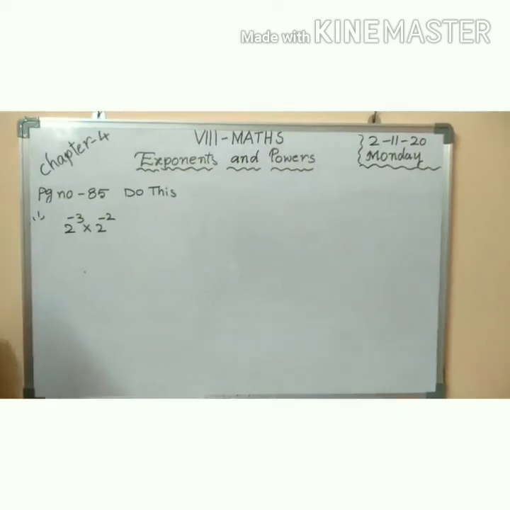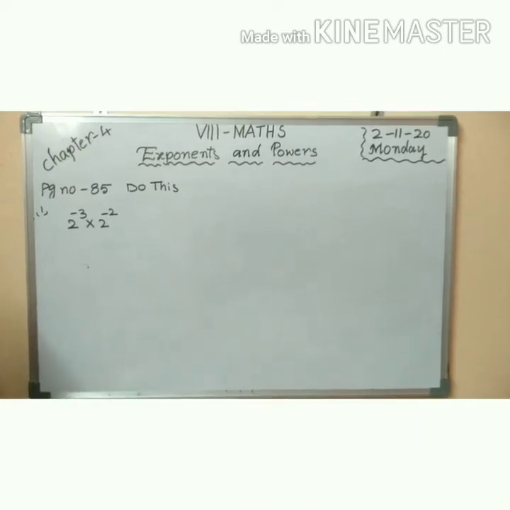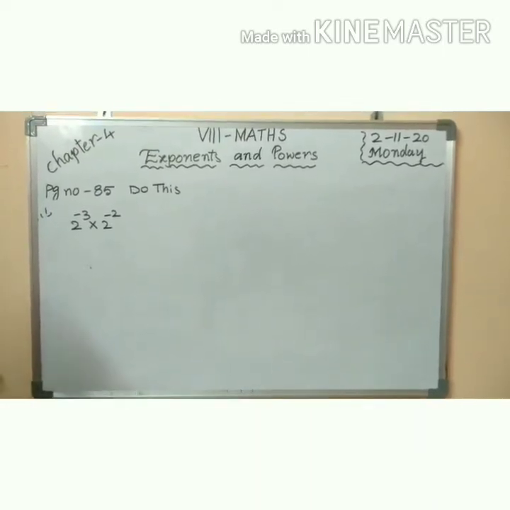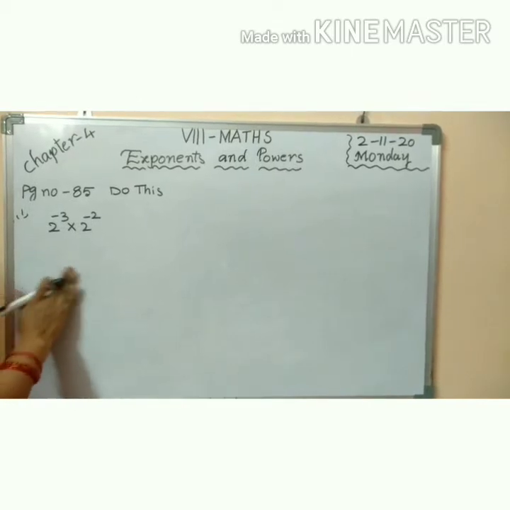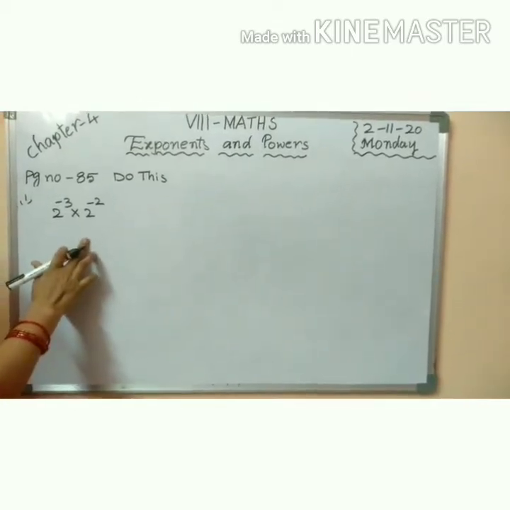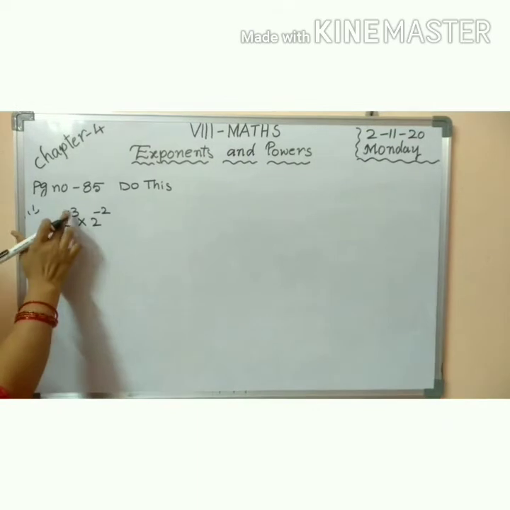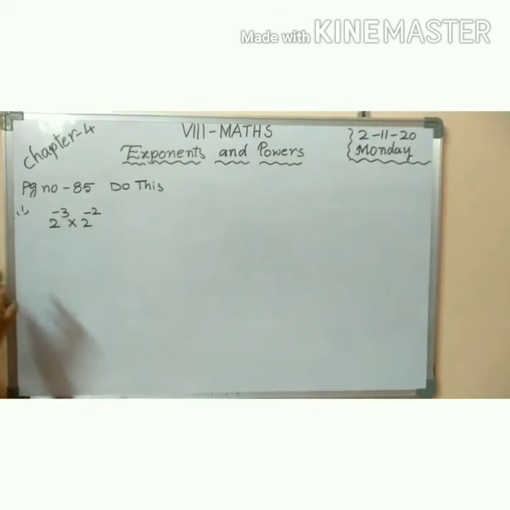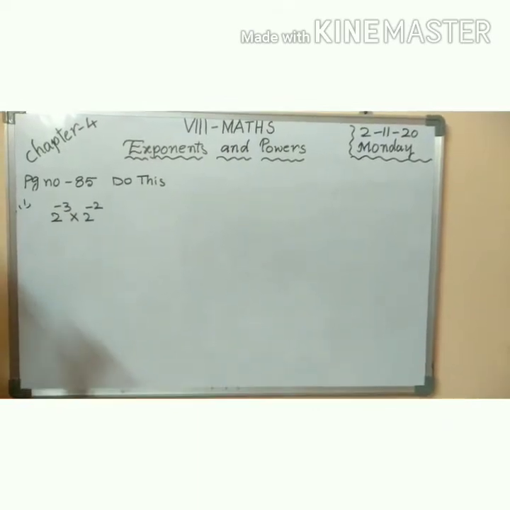Next, page number 85, do these problems. Simplify and express the following as single exponents. Here two exponents are there. They will be written as a single exponent.